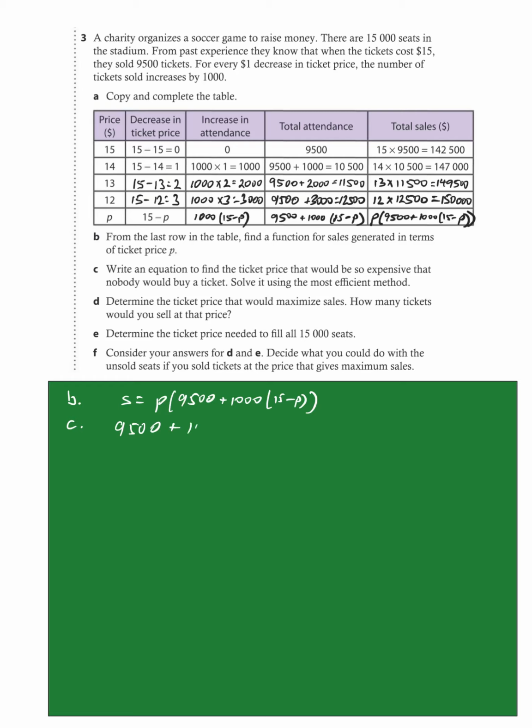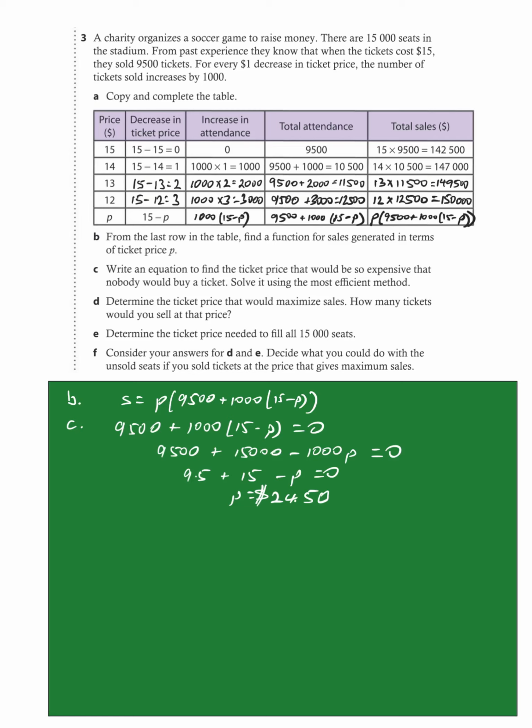9,500 plus 1,000 times 15 minus p equals 0. We've got 9,500 plus 15,000 minus 1,000 p equals 0. And divide through by 1,000. We've got 9.5 plus 15 minus p equals 0. And we've got p equals 24.5, and that's dollars. So I should put the circle there too.